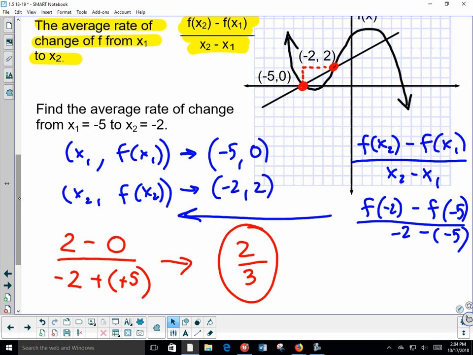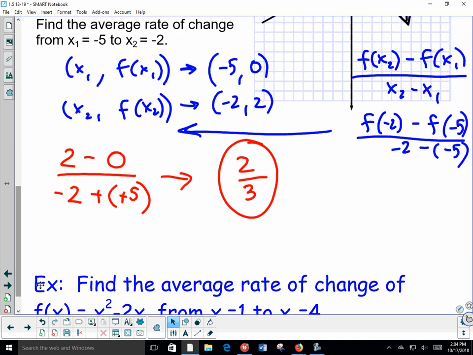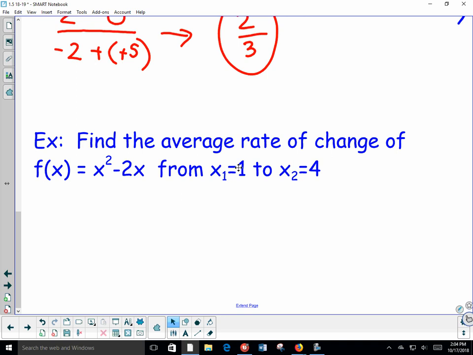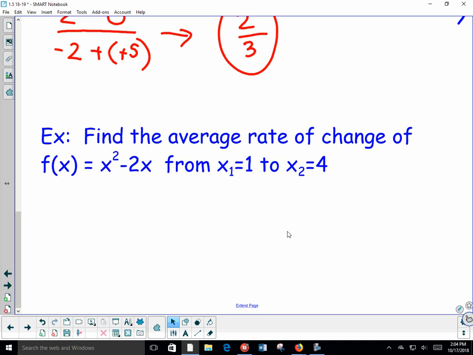Okay. Is this okay? All right. And we could graph this, and I would love to, but I think we should move on. So let's take a look at this example. This is now doing the same thing, except I'm not showing you a graph for this one. So let's just follow the formula.